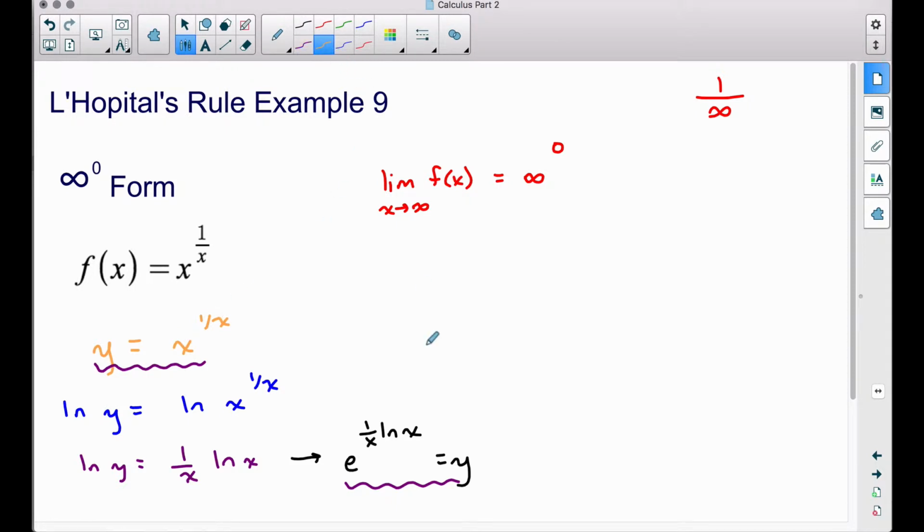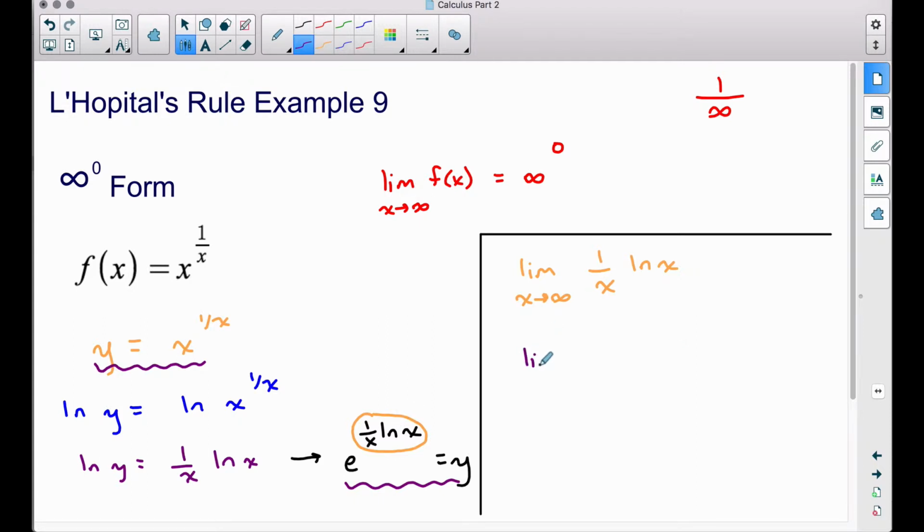What we want to focus on is this exponent. Let's find the limit as x approaches infinity of this exponent. When we find that limit, our final answer to this problem will be e to whatever limit we get as we continue this problem forward. So therefore, I'm going to take this exponent. Let's find the limit as x gets big of 1 over x times the natural log of x. That exponent right there is going to be equal to the limit as x approaches infinity of the natural log of x over x.